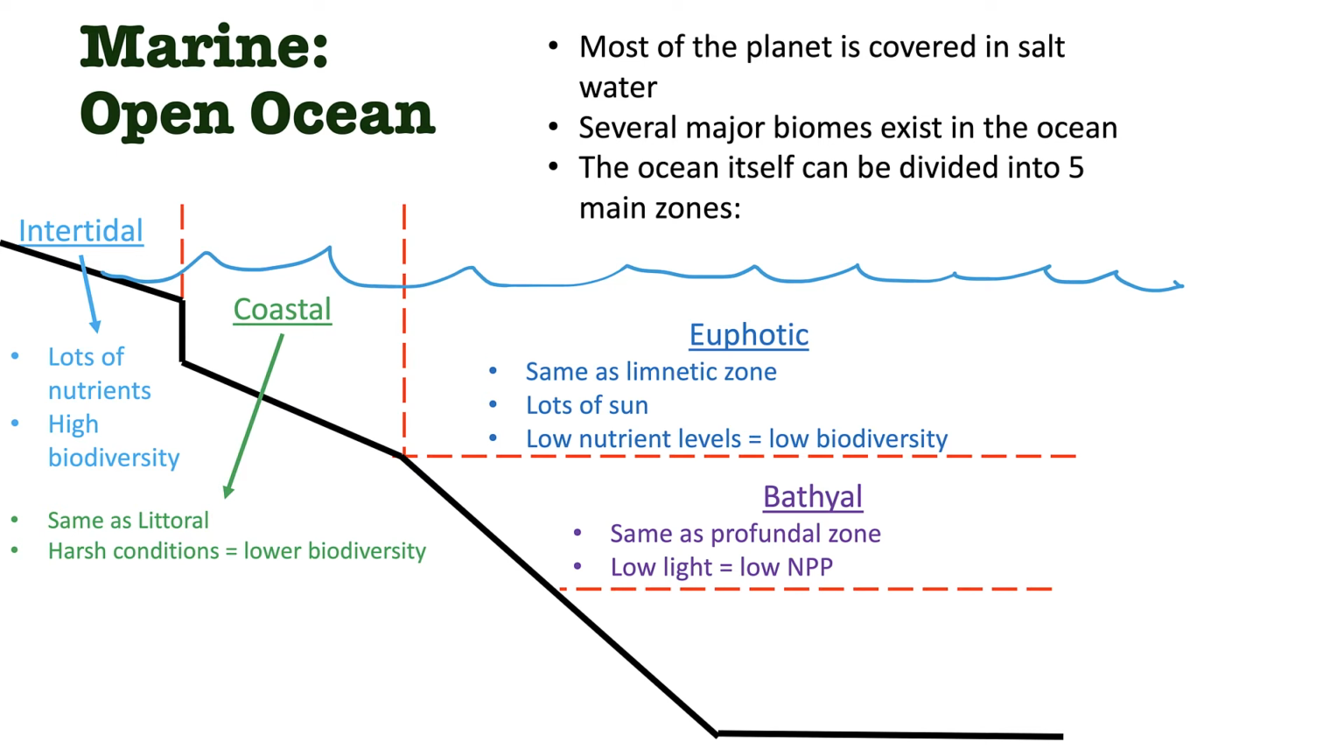Then you move down a little further, deeper. It's a little darker now because remember, sunlight does not penetrate all the way down. We have the bathyal zone, same thing as the profundal zone in a pond. Low light, low net primary productivity. And then finally we have the abyssal zone. It's the same thing as the benthic zone. And benthic applies here as well for any creature that lives on the bottom of the ocean, in the mud, in the sand, whatever it may be. Same thing as benthic, no light, little productivity at all. You still find life down there, but in very specific places. It's not as common or as widespread.